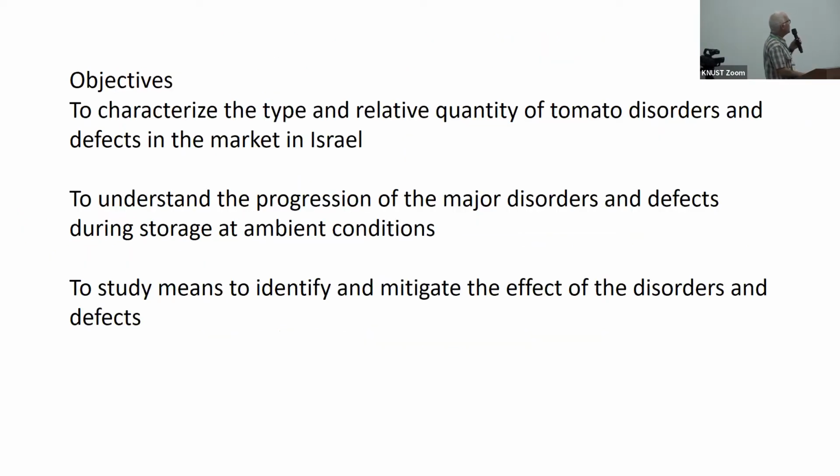The objectives of this presentation are to characterize the type and relative quantity of tomato disorders and defects in the market in Israel. That's what we had as a reference to understand the progression of the major disorders and defects during storage at ambient conditions, and to study means to identify and mitigate the effects of the disorders and defects.